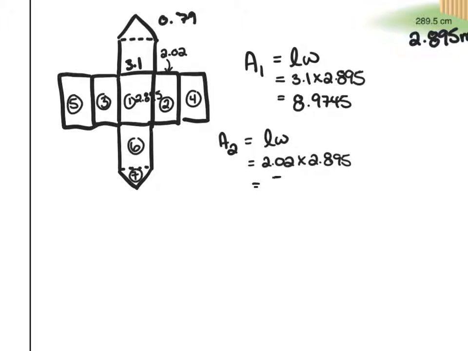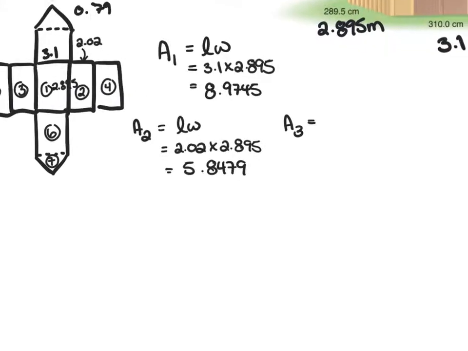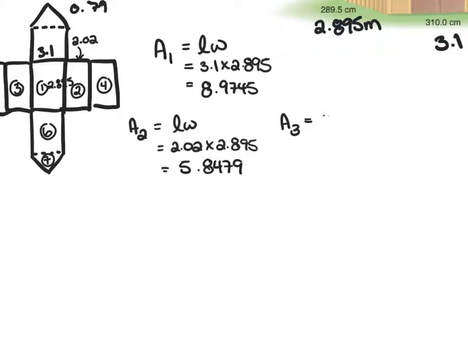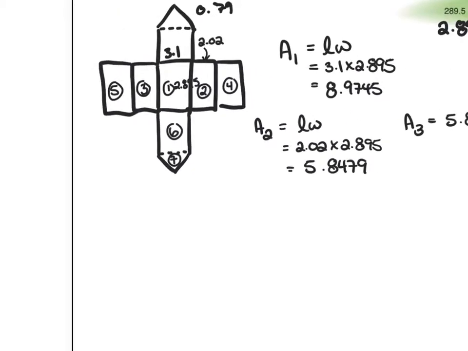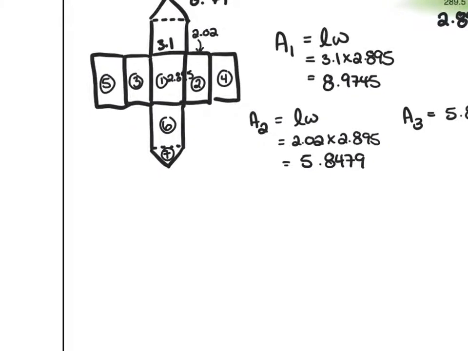And that's 5.8479. Area 3 is the same. So we've already figured that one out. Area 4 and 5, we have to kind of figure out. What I don't know is the length of that, and we can easily figure that out using our Pythagorean theorem.